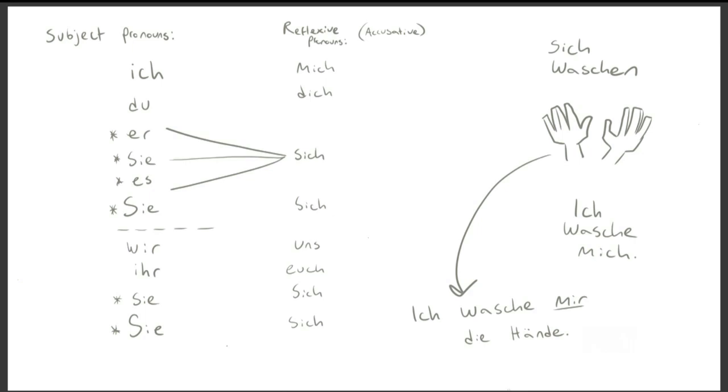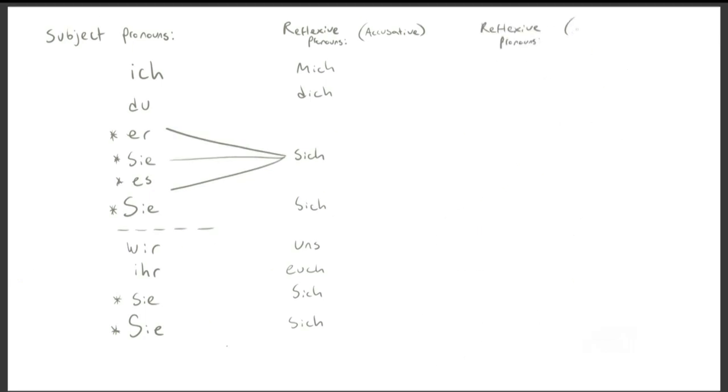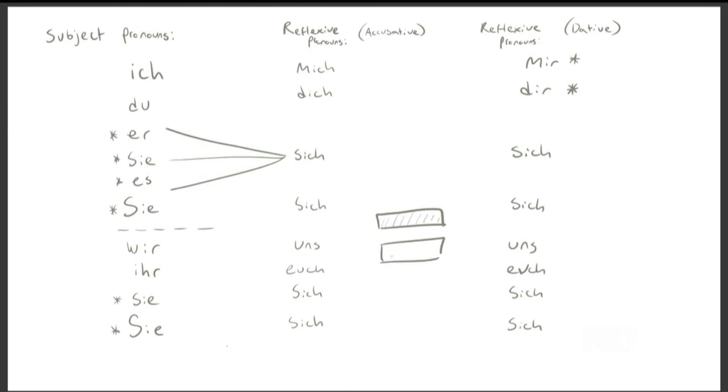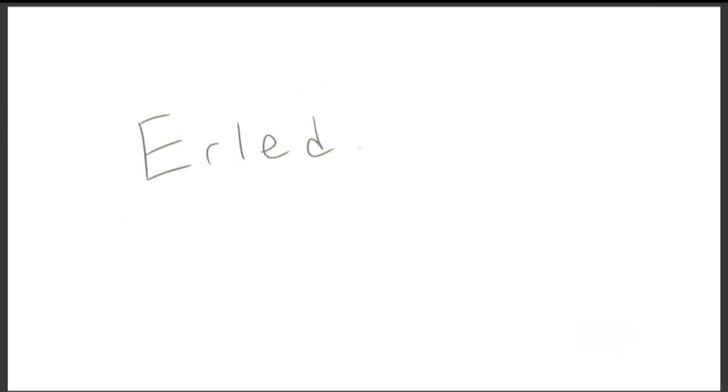The good thing is that the dative reflexives are the same as the accusative ones, except for the first two, mich und dich. Mir, dir, sich, sich, uns, euch, sich, sich. So, aside from the ich und du forms, the accusative and dative reflexive forms are the same. Erledigt.